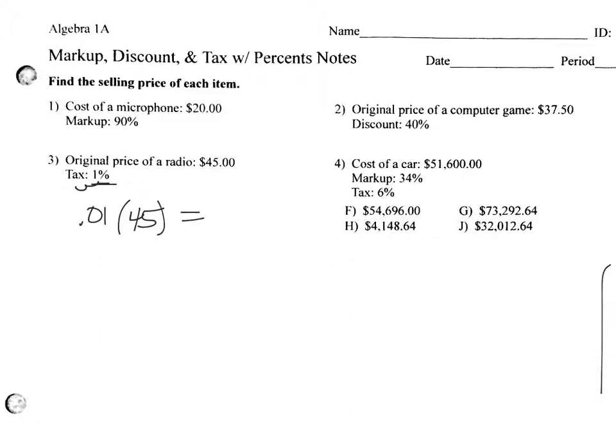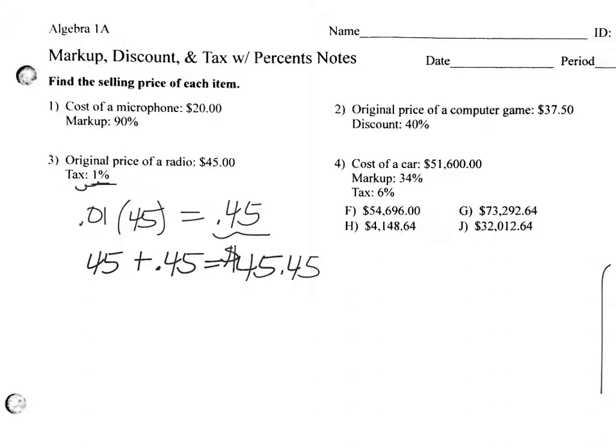And then again, you can do this on the calculator, or you can just think about it logically. Okay, you're going to move it 2 decimal places to the left, which would be 45 cents. We're going to take the original cost, tax adds to it. So we add what our tax was, which is 45 cents, and we get $45.45. Which is why in the stores with tax, very rarely do you pay exactly a dollar amount for something.